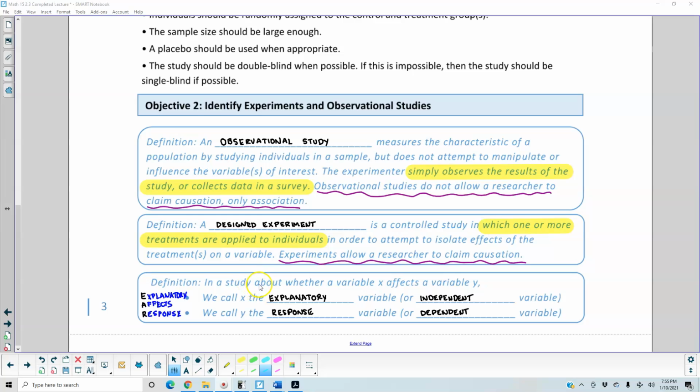Definition. In a study about whether a variable X affects a variable Y, we call X the explanatory variable, or we call it the independent variable. We call Y the response variable or the dependent variable. And one way to read this is using the word EAR. Explanatory affects the response.